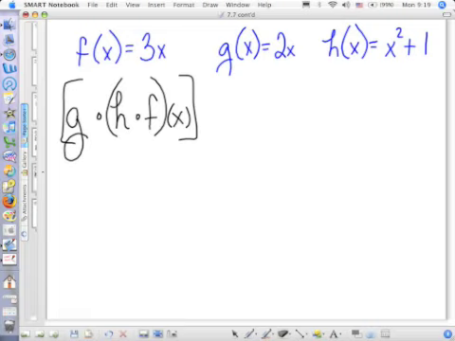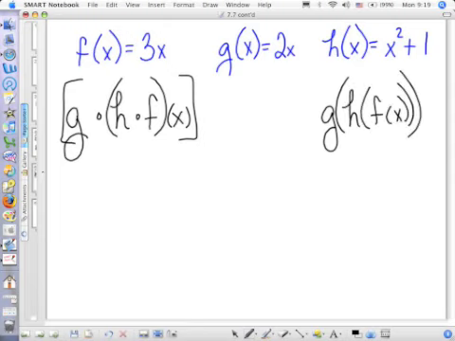The other way of writing the same thing would be g of h of f of x. 6x squared plus 6 was the final answer. What do we start with? g, which is 2x.